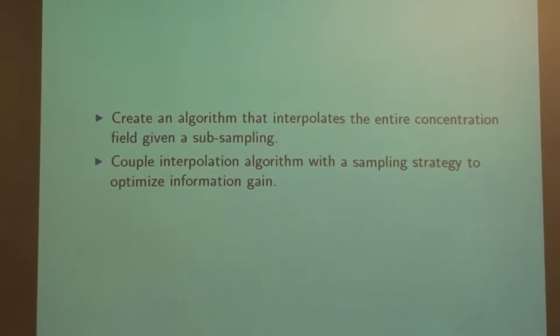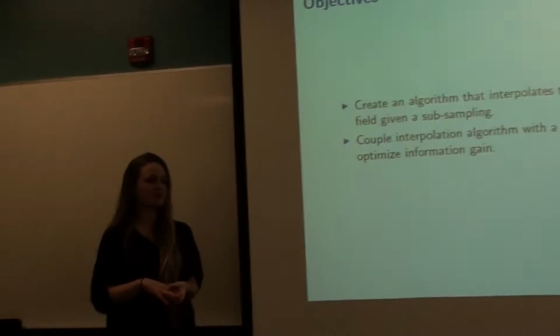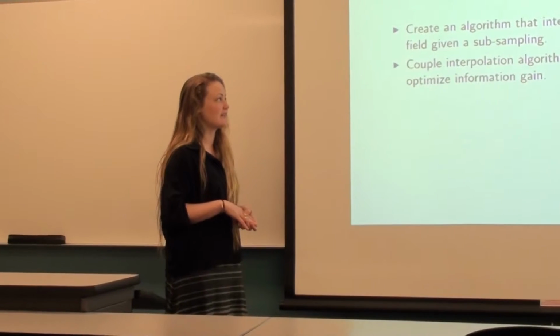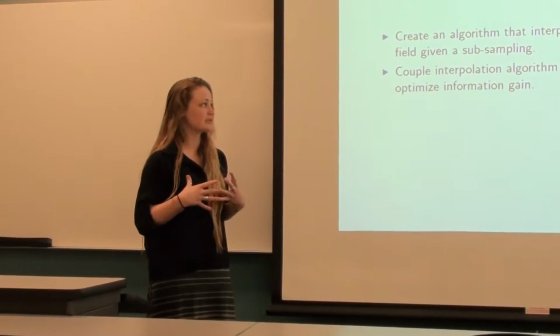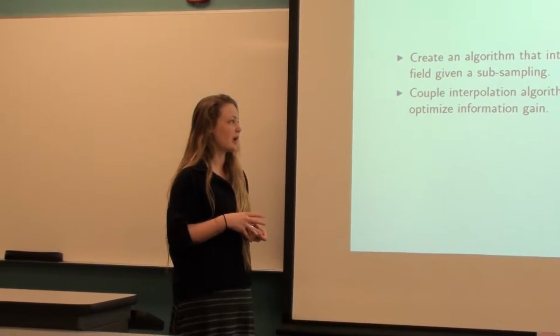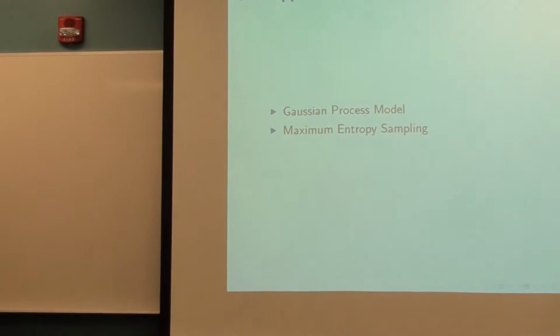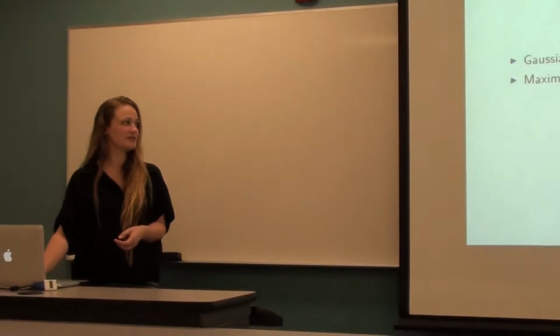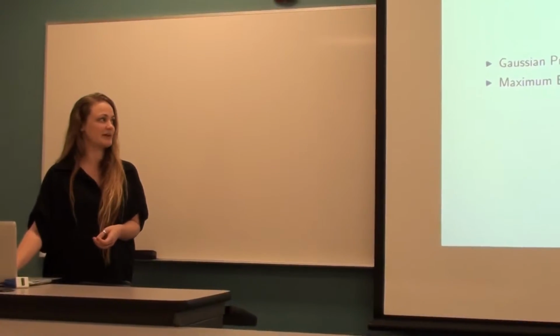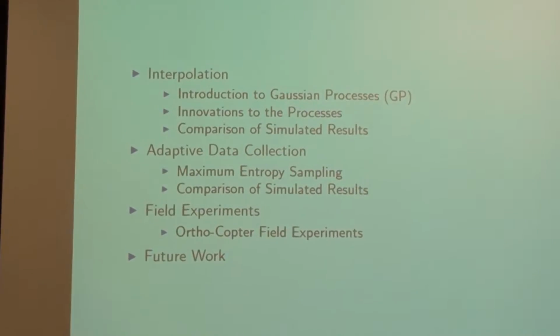Okay, so our objective is to create an algorithm that interpolates the entire concentration field given a subsampling, and then create a sampling strategy that we can couple with that interpolation algorithm to optimize our information gain. So our suggested methods are the Gaussian process model, and then for sampling, maximum entropy sampling, and I will be explaining what these are. So just an outline of what I'm going to be talking about.